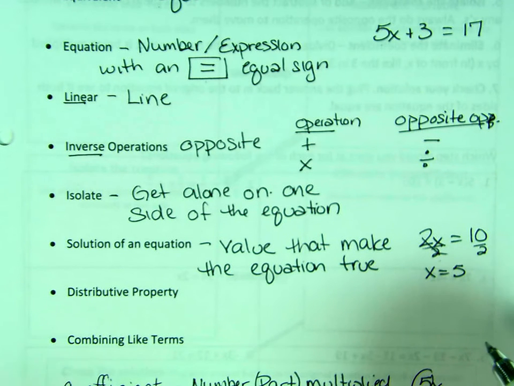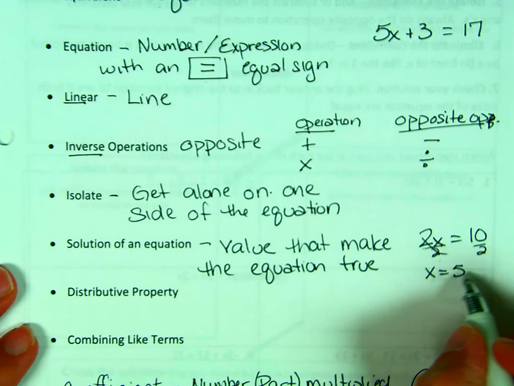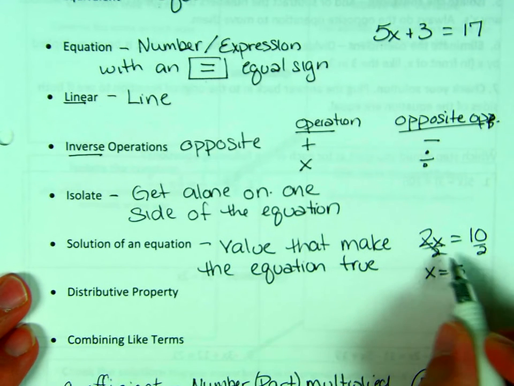As you learn different types of equations, you'll learn that sometimes there's more than one solution to an equation. But for our purposes, there'll just be one. So it's whatever value makes the equation true.